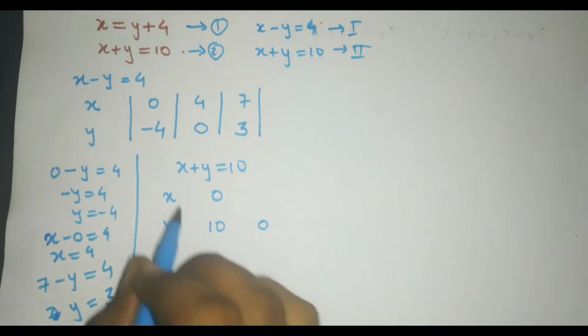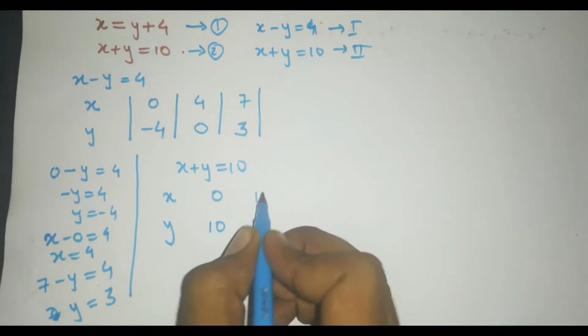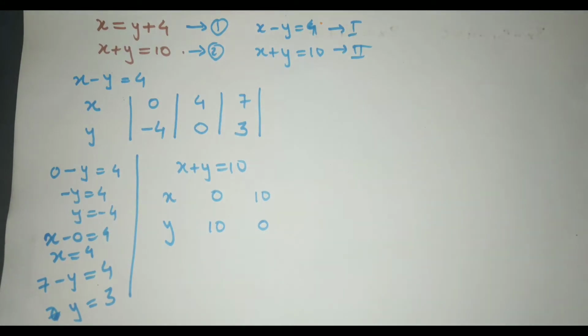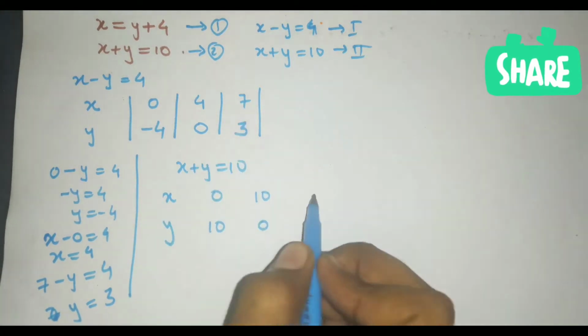When I put y as 0, I will get x equal to 10. Fine. This is the easy way to calculate. Okay, substitute 0 first. Then I'll take one more value. I'll take this thing only, 7.